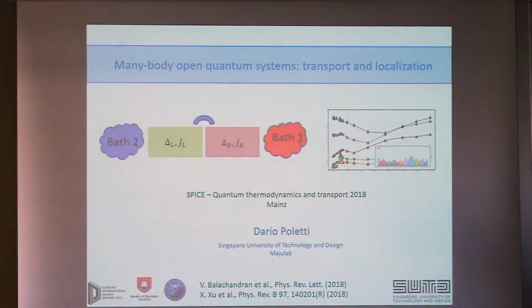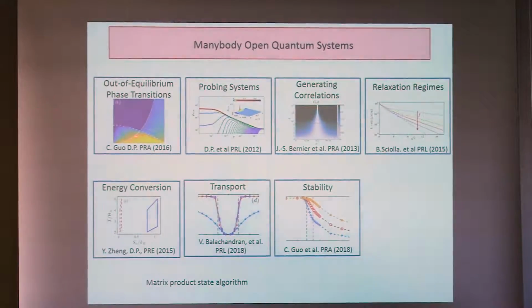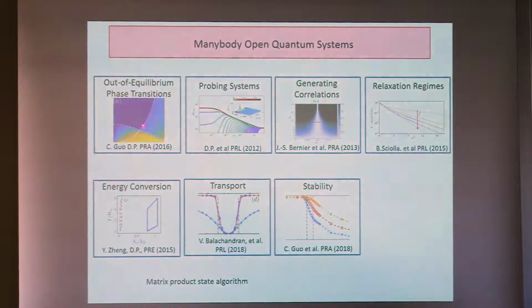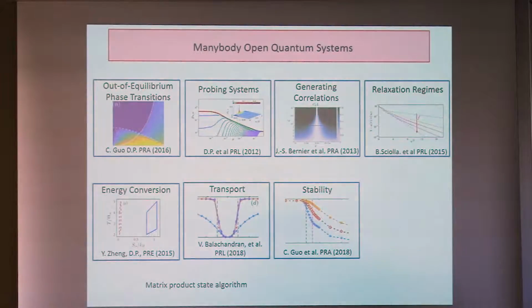I'm going to talk mostly about these two works, and the details of one are not out yet because it's in the proofs. What I do with our group in Singapore, we work a lot on many-body open quantum systems, and we look at issues related to out-of-equilibrium phase transitions, how to use dissipation to probe a system, and how dissipation can be used to generate interesting correlations, and various relaxation regimes, exponentials, power law, and so on.